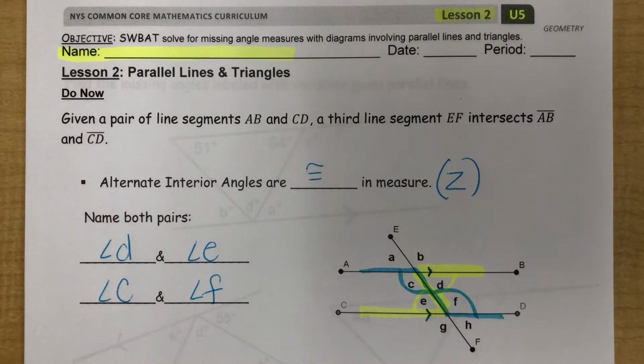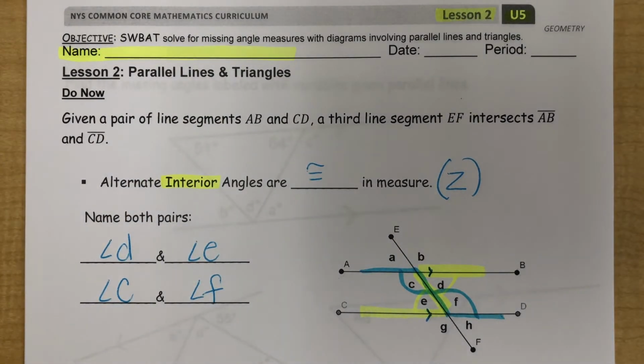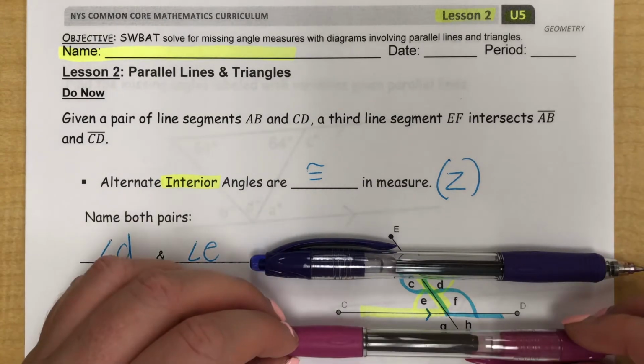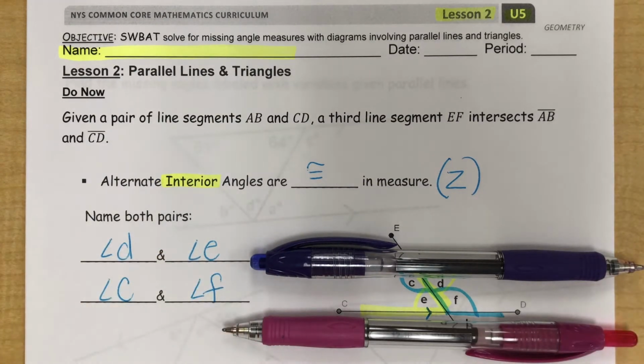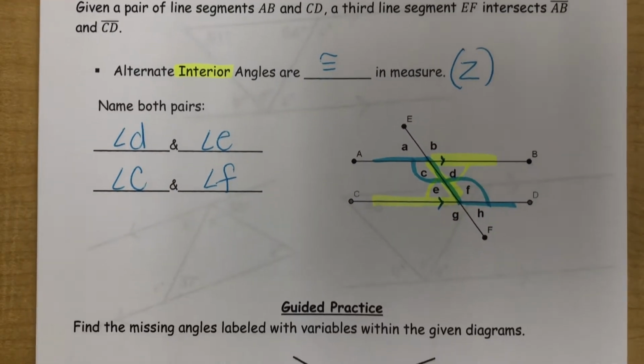The word interior, let me highlight that, means inside. So I should be thinking of what angles are inside those parallel lines. Well, here's line segment AB, and here's line segment CD. And if you look, you can see that it's just those four angles that are interior, that are inside those parallel lines. So I know that my answer choices on the side have to be correct in some way because those are the only letters that I should have been using in my answer, C, D, E, and F. All right, let's move on to the guided practice down below.